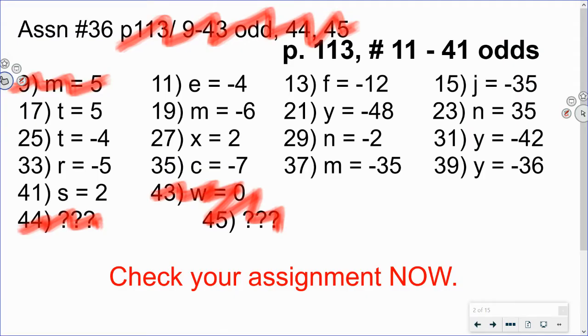Meanwhile, I changed up the assignment slightly. Go ahead and hit pause, check your answers from the previous day. Come on back when you're ready.